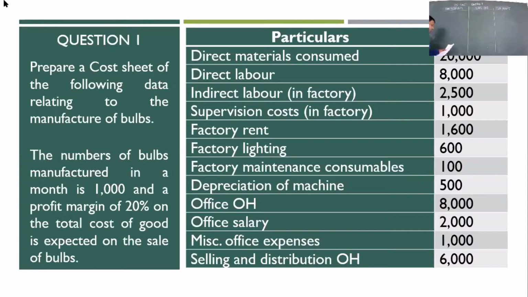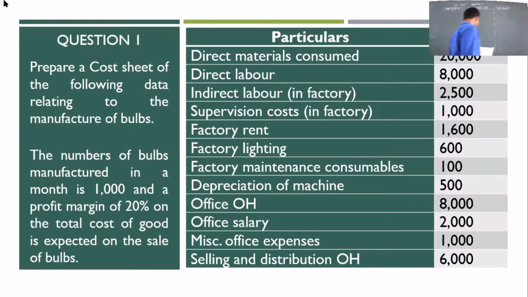When we start off with cost sheet preparation, what you have to remember is that the first division that comes under your cost sheet is your prime cost. Prime cost comprises three direct elements of cost: direct material, direct labor, and direct expenses. So let's look at this particular question.